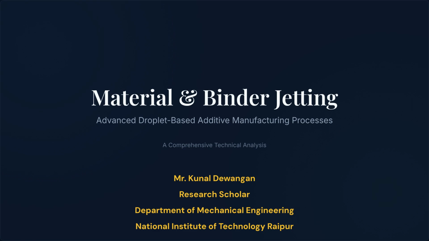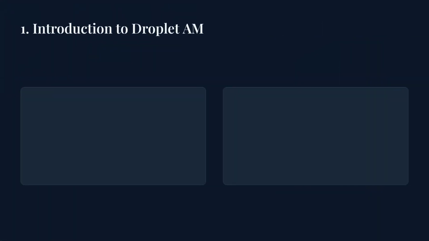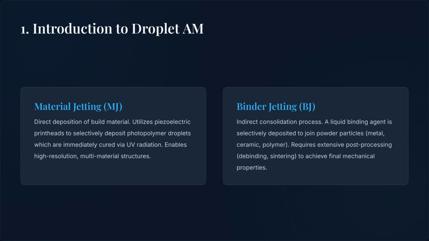Welcome to this video on material and binder jetting, a comprehensive technical analysis of advanced droplet-based additive manufacturing processes. In this video, we will explore the physics, chemistry, and process control governing high-precision additive manufacturing. Droplet additive manufacturing generally encompasses two main processes: material jetting, which deposits photopolymer droplets that are cured via UV light, and binder jetting, which uses a liquid binder to join powder particles, requiring subsequent post-processing.